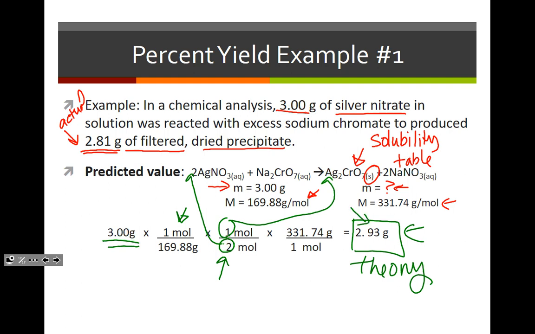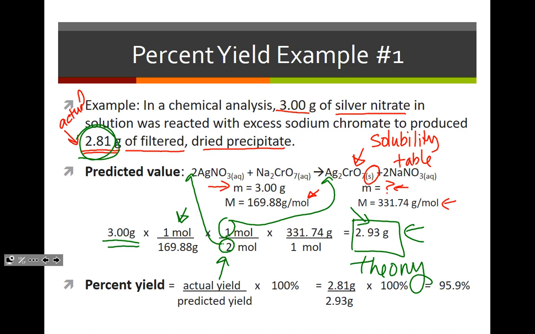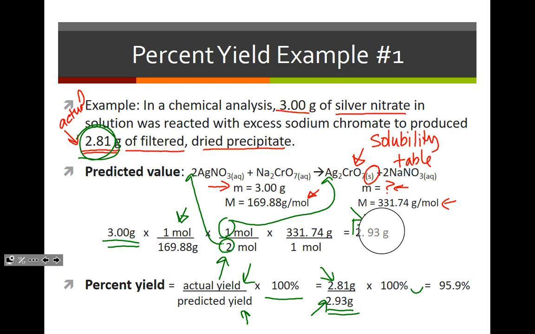I didn't. I actually collected 2.81. So I just take my actual over my predicted, multiply by 100. This is what I actually produced, compared to what I found using my stoichiometry that I should have produced. I just divide those, multiply by 100, and I get a percent yield of 95.9, which is pretty darn good.